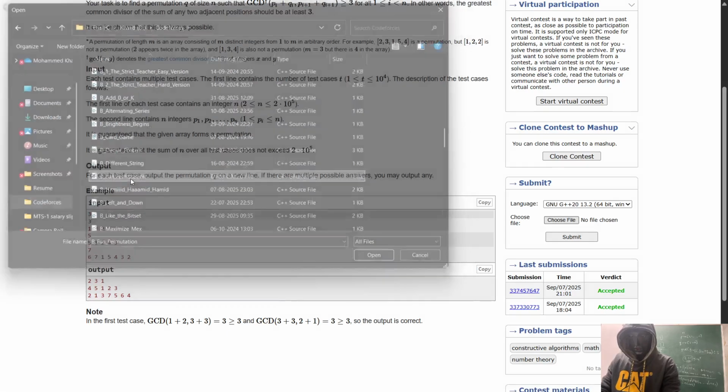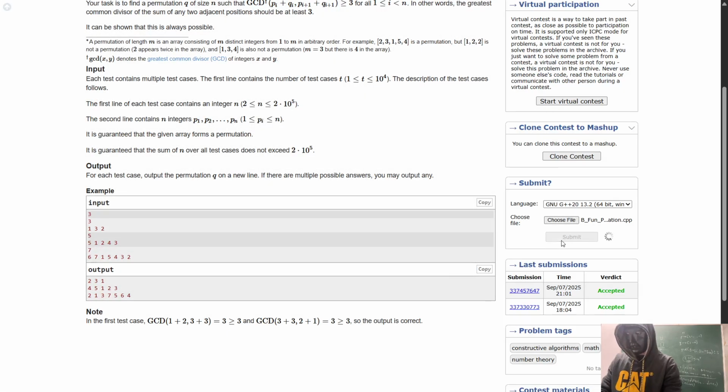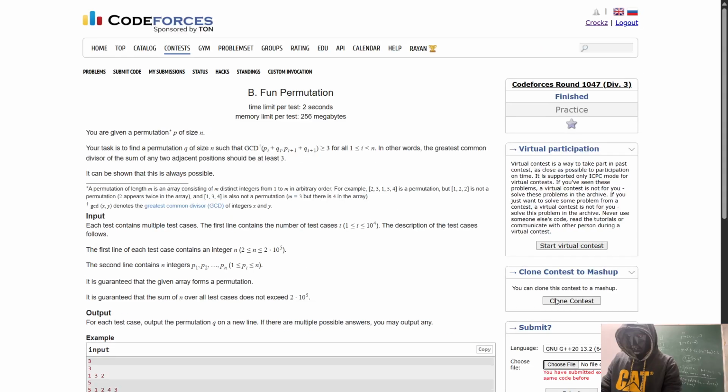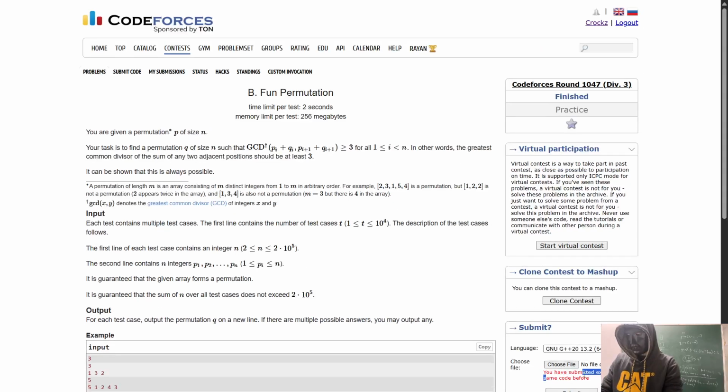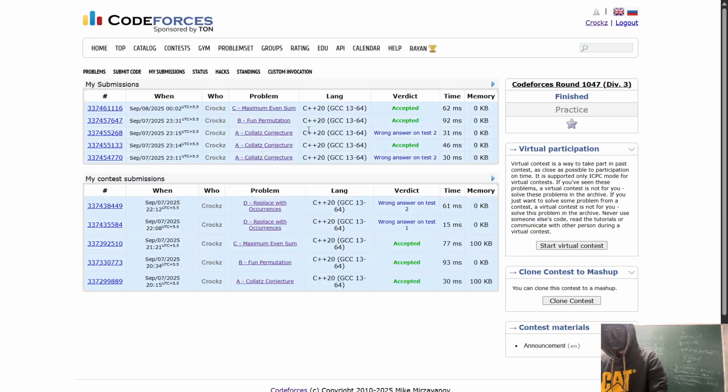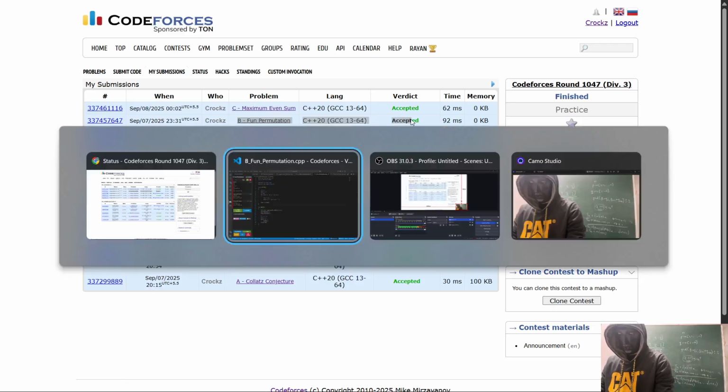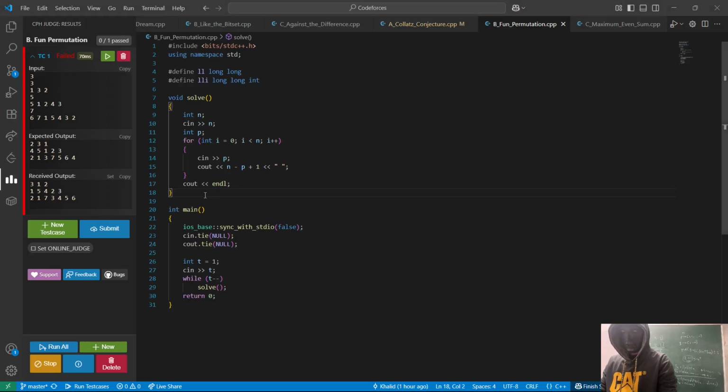So its name is Fun Permutation. Let's try to submit it. So yeah, again it is saying you have submitted exactly the same code before, so that is the reason it is not getting submitted. So I have submitted it here. So yeah, if you happen to write this code, this will get accepted.